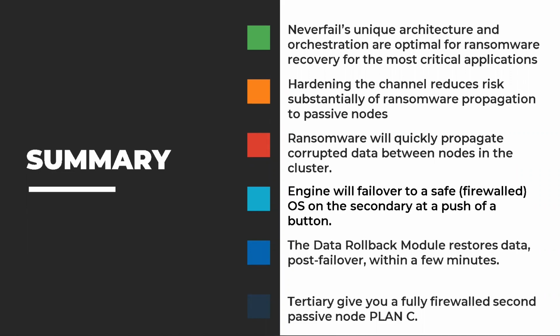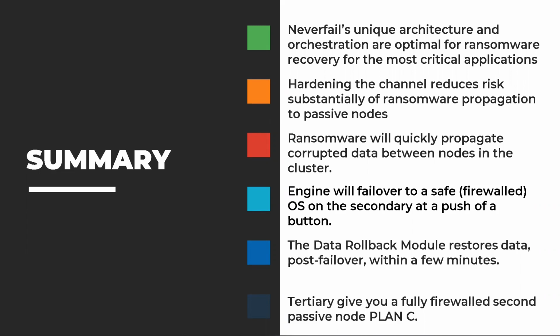So now let's recap what we've learned from this discussion. First, Continuity Engine's unique architecture and orchestration are optimal for ransomware recovery for the most critical applications. The hardening of the channel substantially reduces the risk of ransomware propagation between the different nodes in the cluster. Ransomware will quickly propagate corrupted data between the nodes of the cluster because it is the protected data, and we have real-time replication in place.